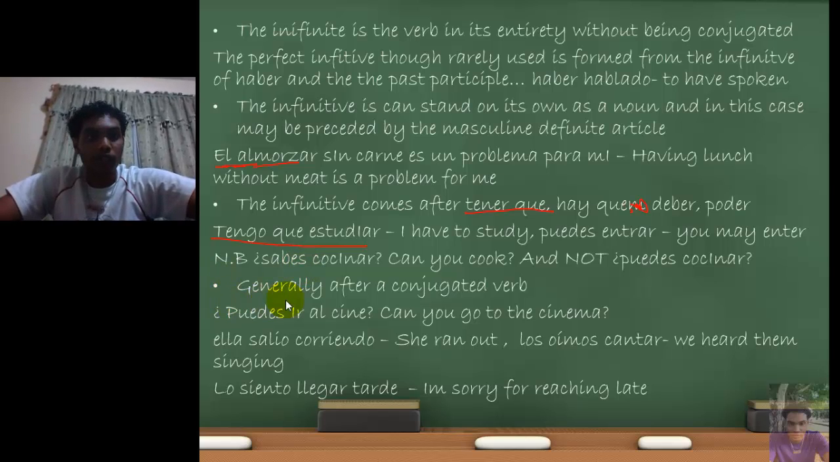The infinitive is used generally after a conjugated verb, right? So, por ejemplo, puedes ir al cine. Can you go to the cinema? Right? I've just thrown this in, right? Ella salió corriendo. She ran out.